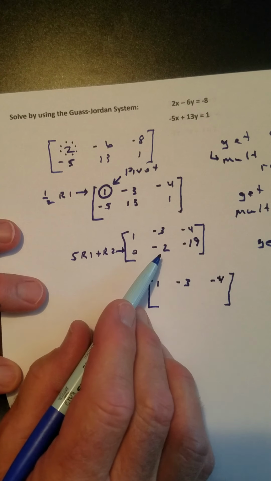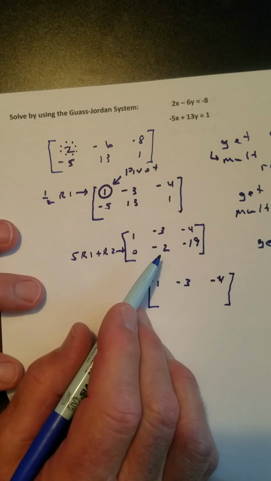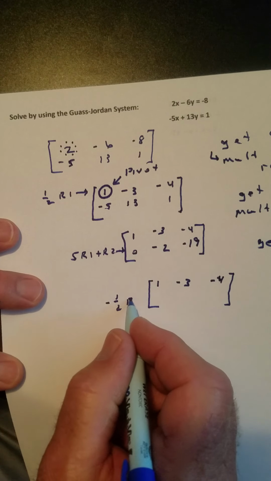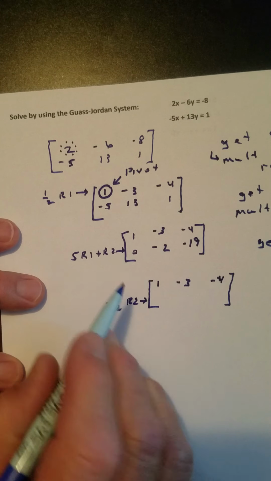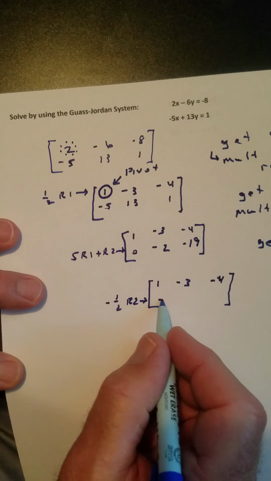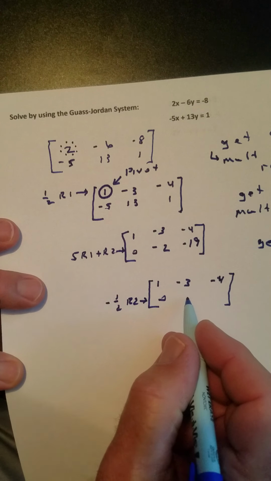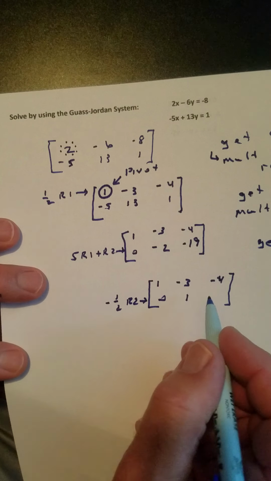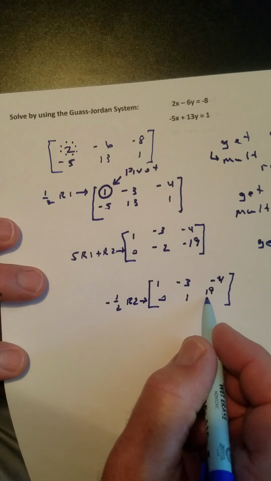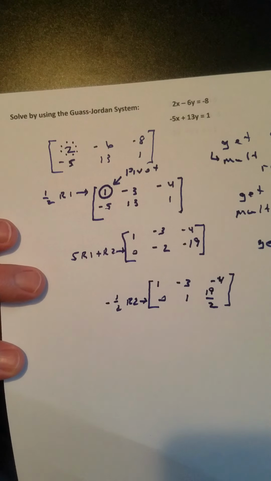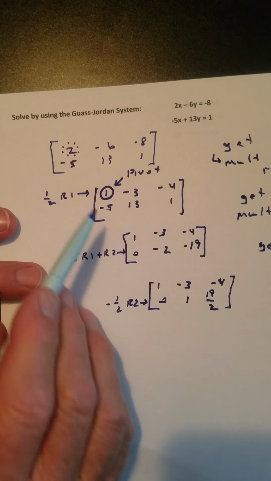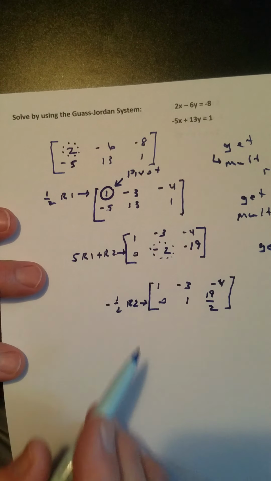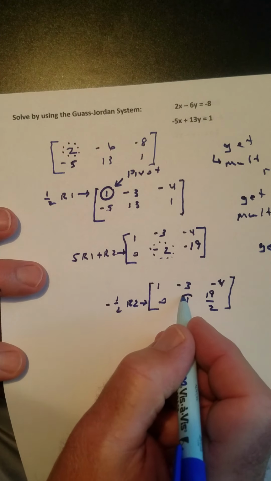To get a 1 here, you multiply by its reciprocal. So the reciprocal of -2 is -1/2. So -1/2 times 0 is 0. -1/2 times -2 is +1. And -1/2 times -19, the negatives drop out, and that becomes 19/2. Up here I dotted that one. We were working on this guy, so I put dots around it. And then once you get that, that becomes our new pivot.